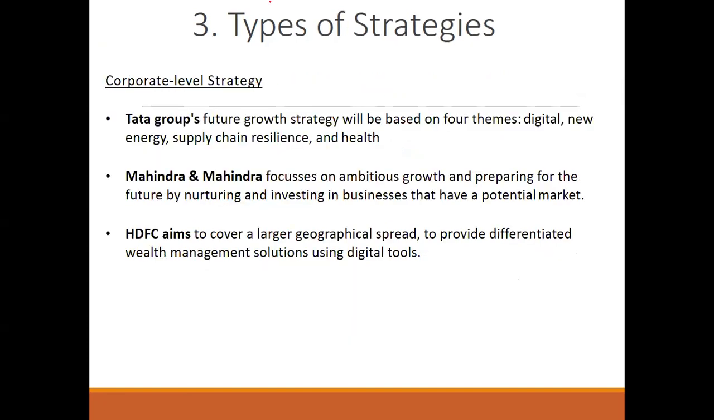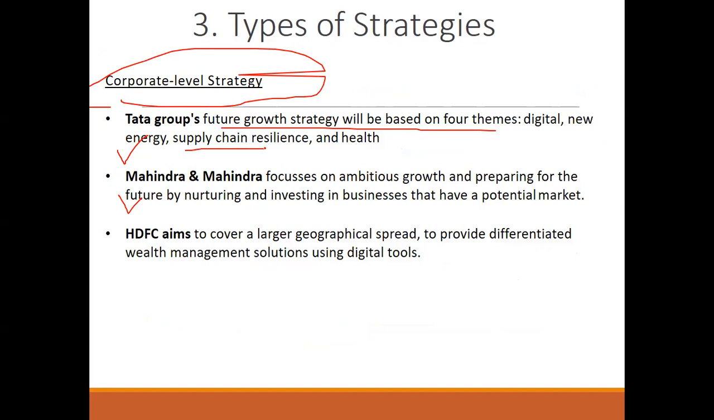Coming to corporate level strategy, I have given examples. I've quoted the example of Tata Group and Mahindra. Tata Group's future growth strategy is based on 4 themes: digitalization, new energy, supply chain resilience, and health. Supply chain resilience means to get back. Mahindra and Mahindra focuses on investing in businesses that have a potential market. So they want to invest in such businesses which will give them potential. HDFC, for example, aims at covering a larger geographical area, and that is what their corporate strategy is meant for.